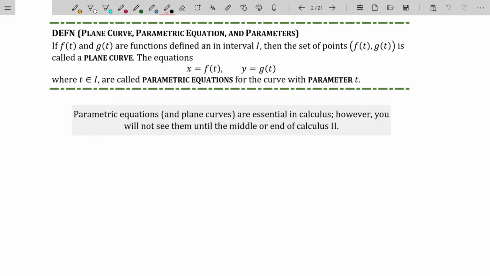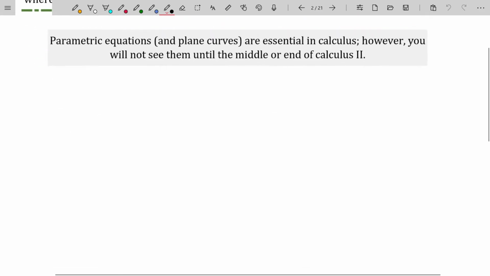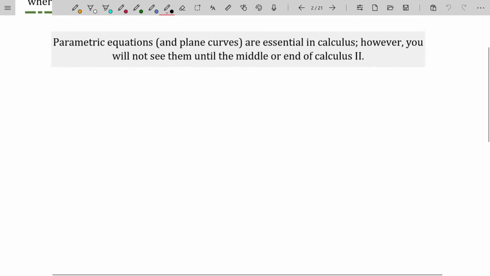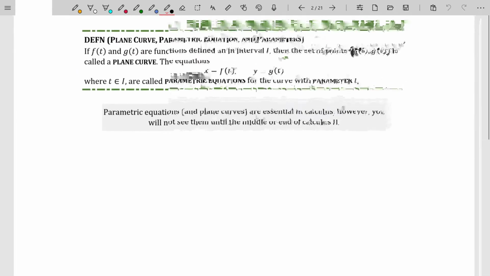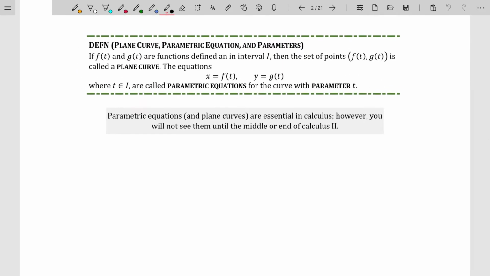Parametric equations and plane curves are essential in calculus, specifically Calc 2. You will encounter them at the middle or end of Calc 2 and then see them throughout Calculus 3. They are very, very beautiful curves. They're also kind of fun to play with, but incredibly difficult to graph by hand. This does not mean that you can't graph some of them by hand, and generally textbook examples are the ones that you can graph easily by hand, but the vast majority of parametric equations cannot be graphed easily by hand.